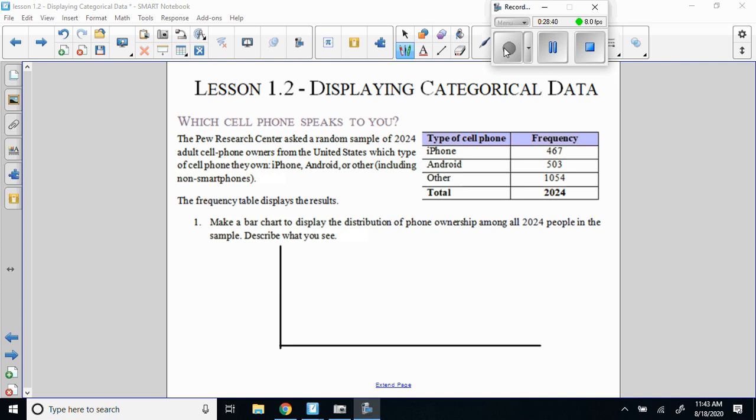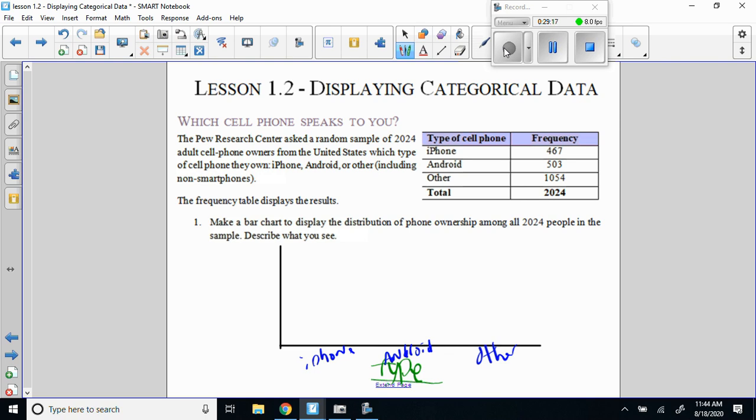They can't touch, but they don't change. So we have iPhone, Android, and other. Those are fixed. They all fall under a title, types. Those would be categories. Any questions about that? Anybody? Okay, good.